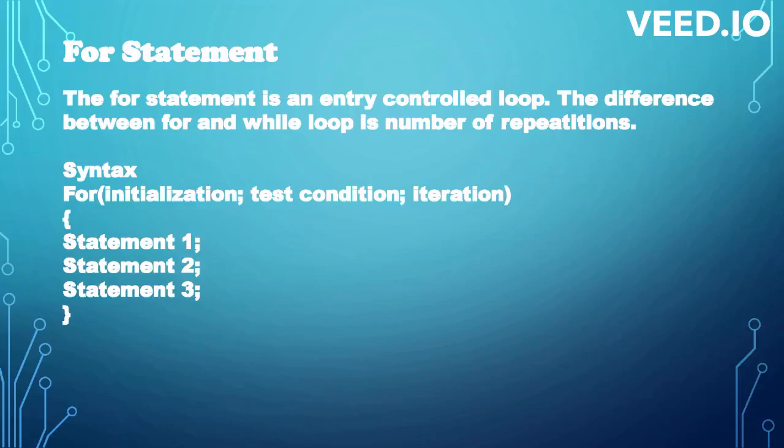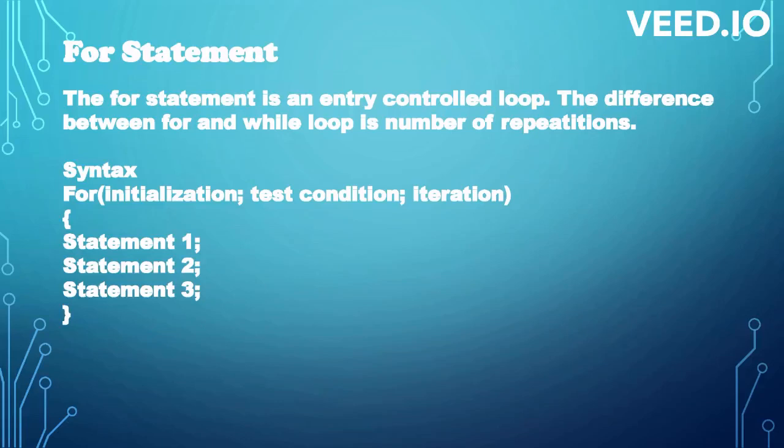For statement. The for statement is an entry control loop. The difference between for and while loop is the number of repetitions. With for, you can repeat the loop as many times as you want. So for consists of three parts: initialization, test condition, and iteration.